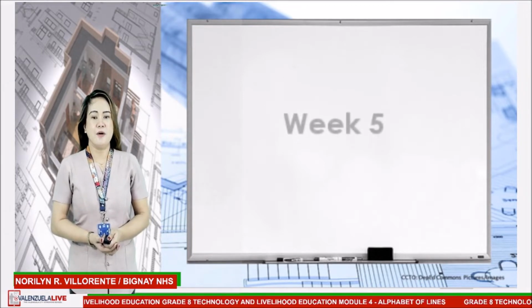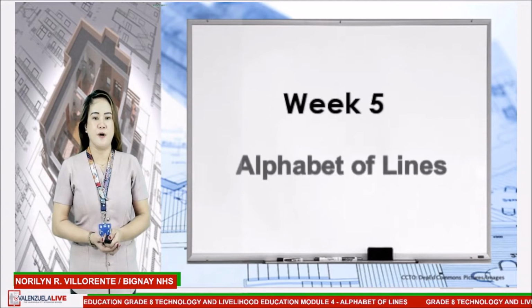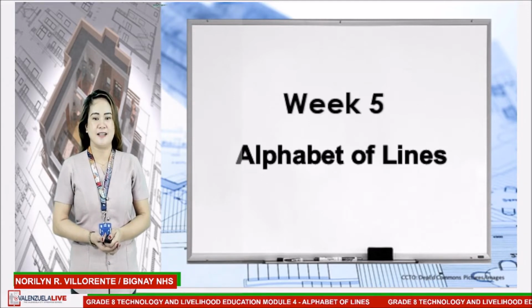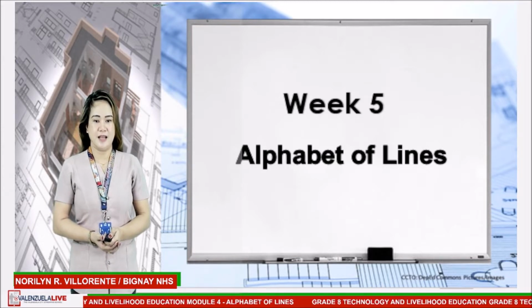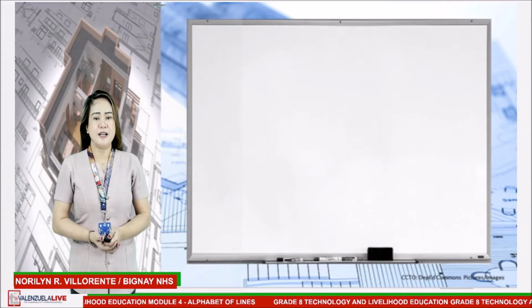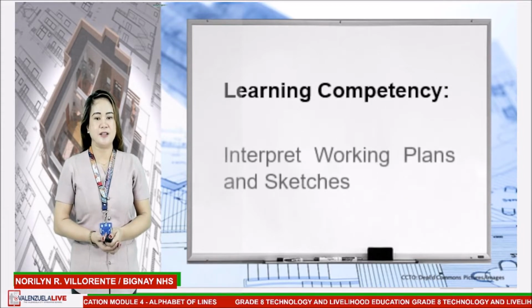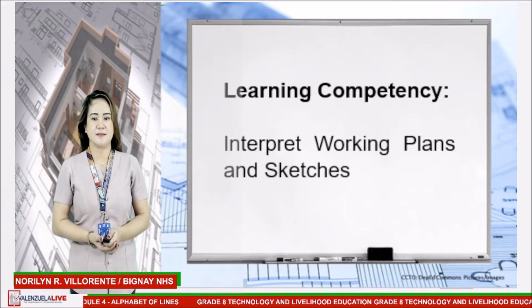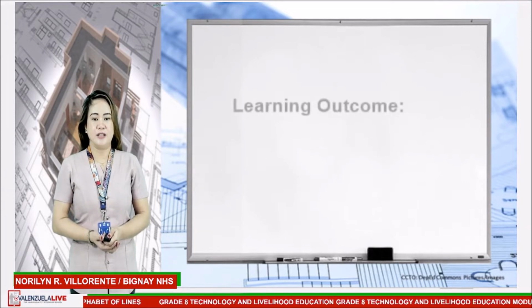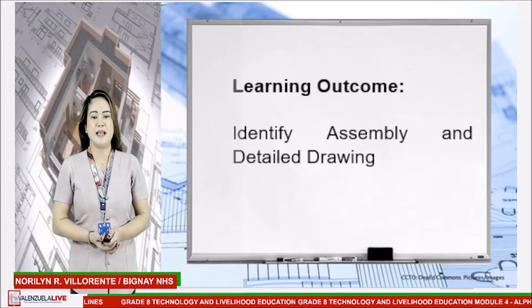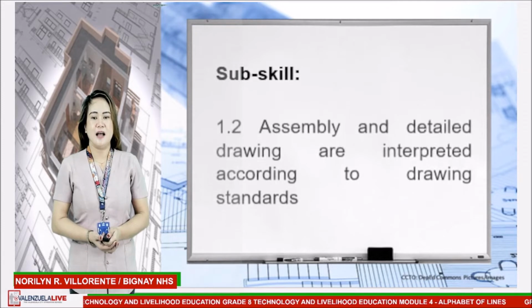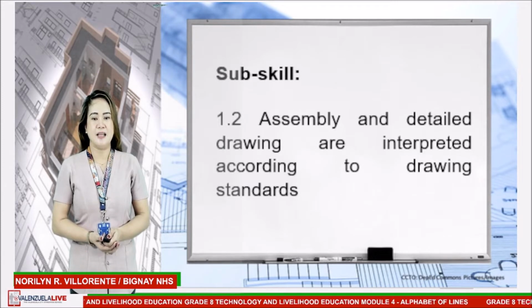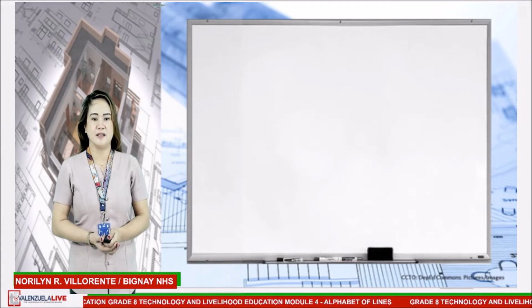We are now on the 5th week of quarter 4 and our lesson, based on the most essential learning competencies by DepEd, is about alphabet of lines. Our learning competency expects us to interpret working plans and sketches, with the learning outcome to identify assembly and detailed drawing. Its sub-skill, under 1.2, is that assembly and detailed drawing are interpreted according to drawing standards.